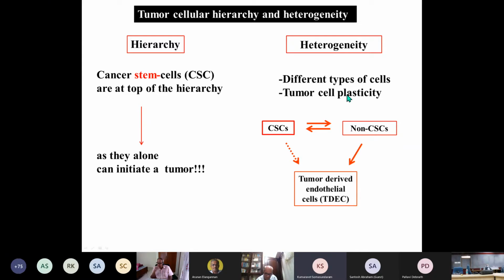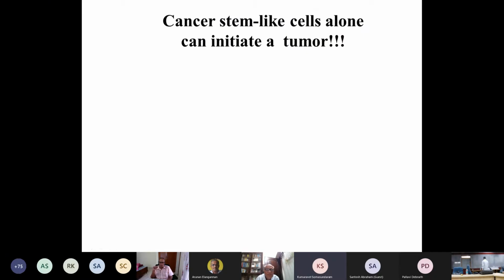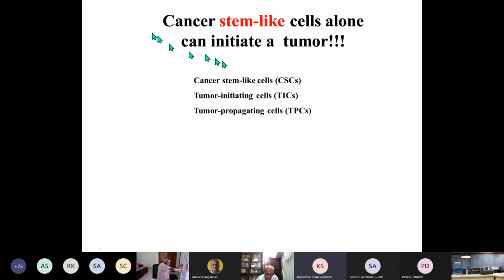So what I mean by cellular hierarchy and cellular heterogeneity, I guess I have introduced to all the audience. And the overall title is cancer stem cells, because they are the ones which can initiate a tumor. The whole world is going behind trying to purify and study, to understand the biology behind cancer stem cells. Okay, so cancer stem-like cells or cancer stem cells alone can initiate a tumor. They are called by different names: cancer stem-like cells, tumor initiating cells, tumor propagating cells. Different names are used by different laboratories.